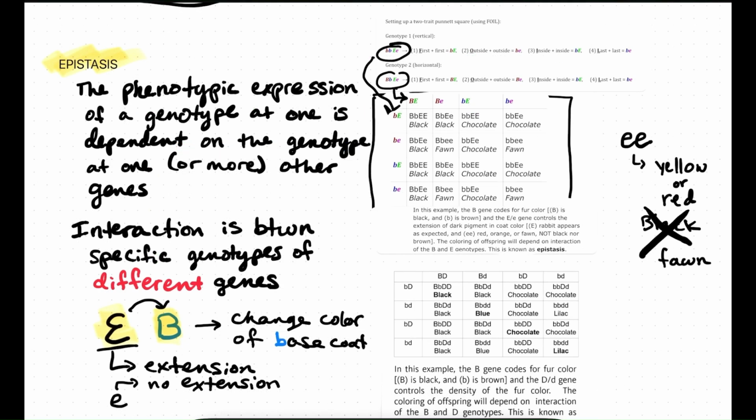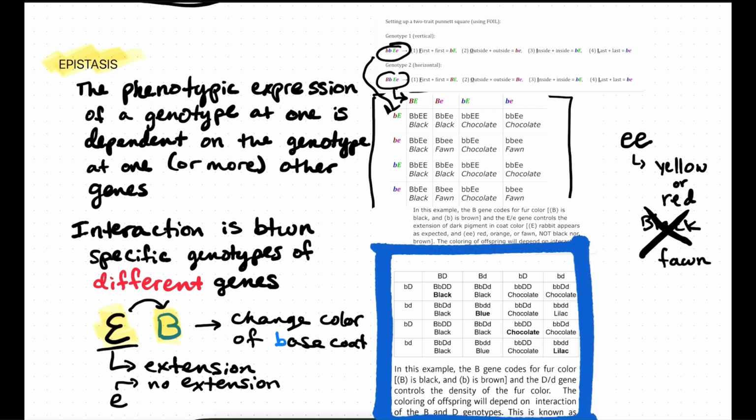Another example of this can be seen in the interaction between the B and D genes, where again, B codes for fur color, black versus brown, but the D gene controls the density of the fur color. So the coloring of offspring will depend on the interaction between the B and the D genotypes.